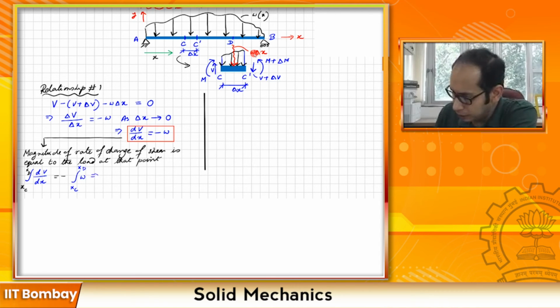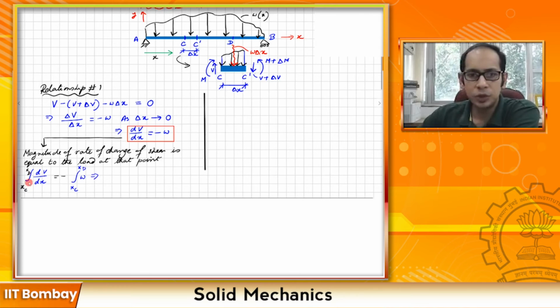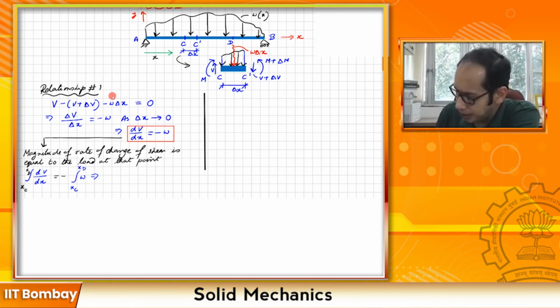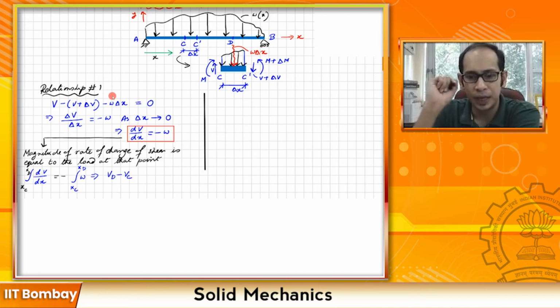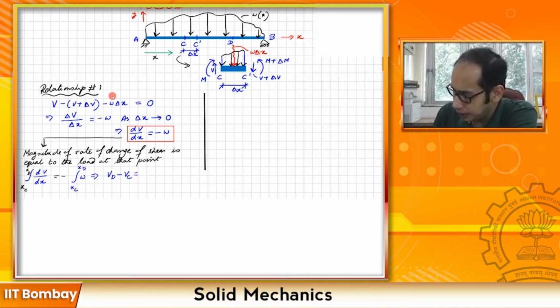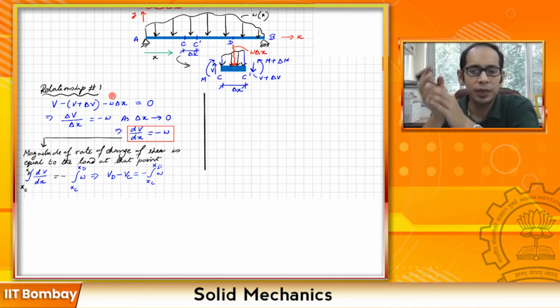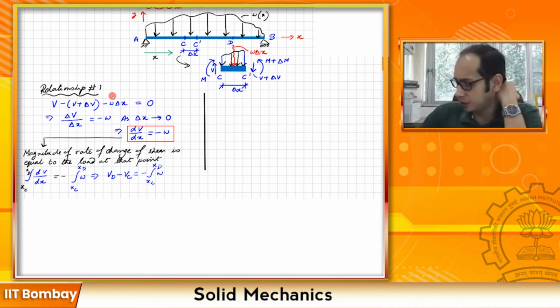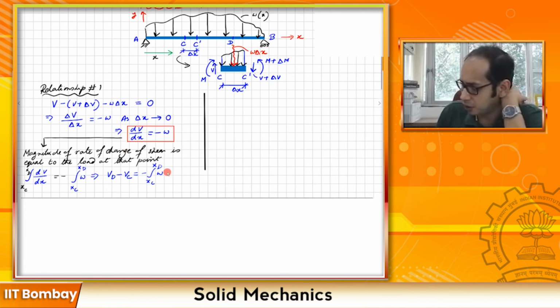What that gives you is that the integration between these two points is nothing but the difference of the shear force at D and C. So you get another important relationship: VD minus VC, where VD is the shear force at point D and VC is the shear force at point C, equals the negative of the integral from xc to xd of w. What is the integral of this loading diagram? Remember, this is all a function of x, so ideally I should write it as w of x.